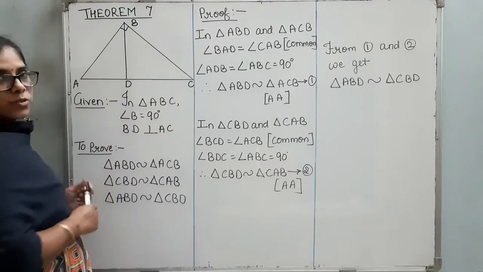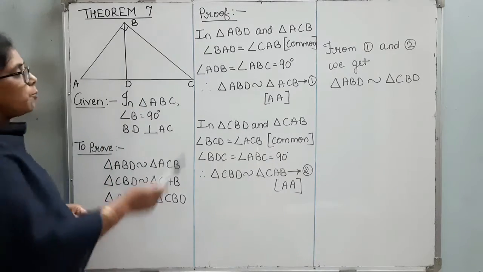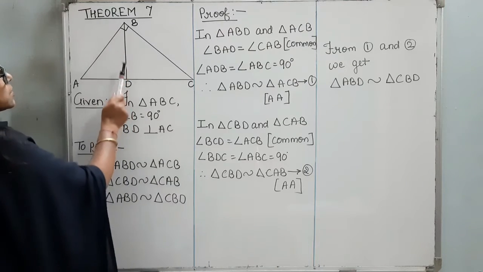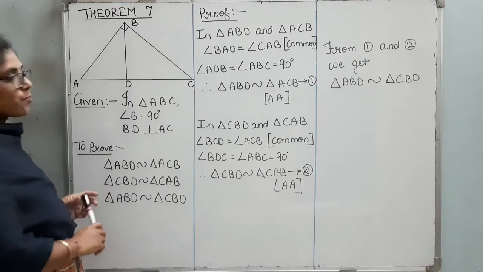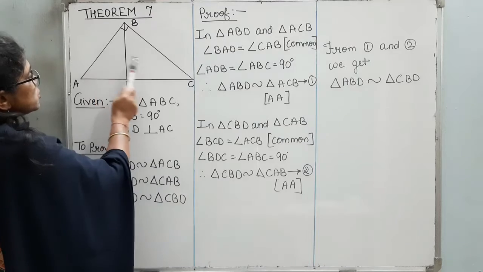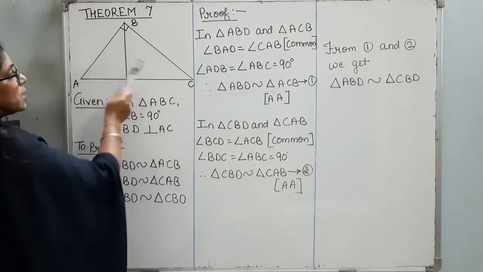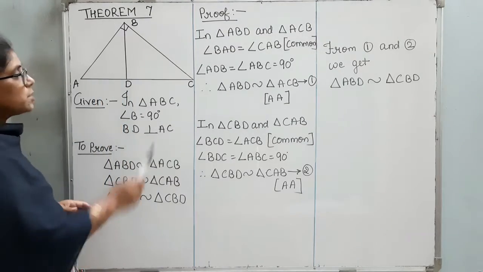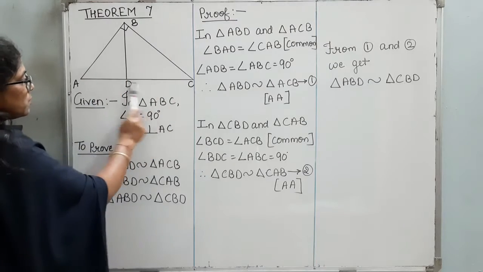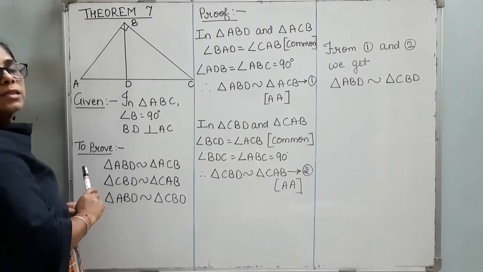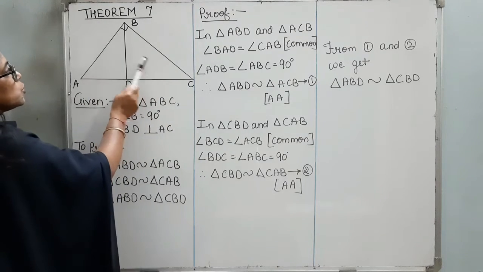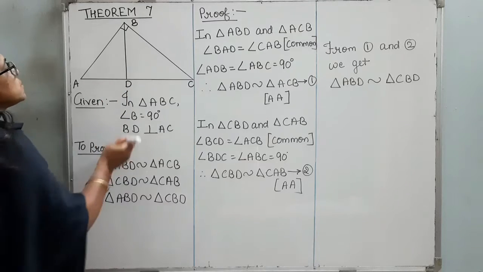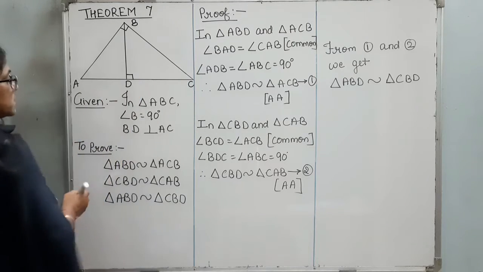That in a right angle triangle, if we draw a perpendicular from the right vertex to its hypotenuse, then the two triangles which are formed on either side of this perpendicular are similar to our original triangle, and they are also similar to each other. So now what is the meaning of this?